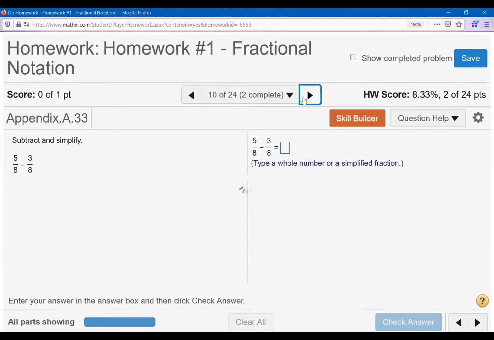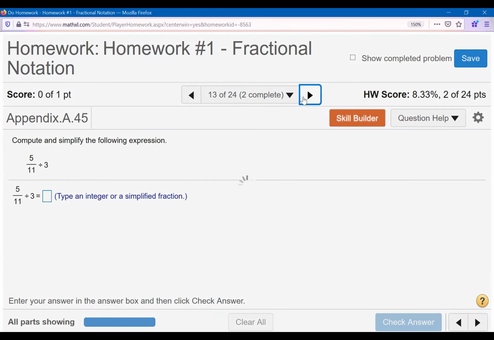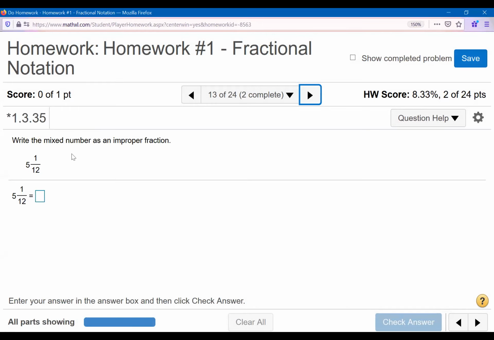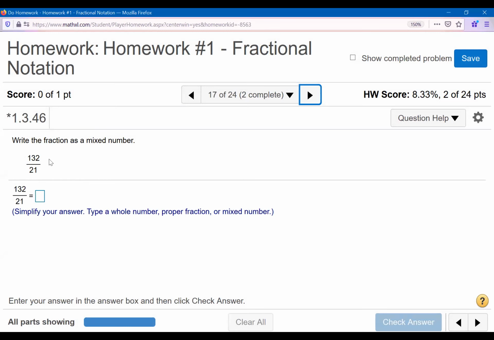All right, then we're doing some adding and subtracting. Then we get to dividing. I'm going to skip ahead to some slightly harder problems. All right, next we're writing mixed numbers as improper fractions, and vice versa, writing fractions as mixed numbers. We went over that earlier in this video. Here's a slightly harder one with a bigger number. This is number 17. Mine is 132 over 21. Okay, let's try this one.